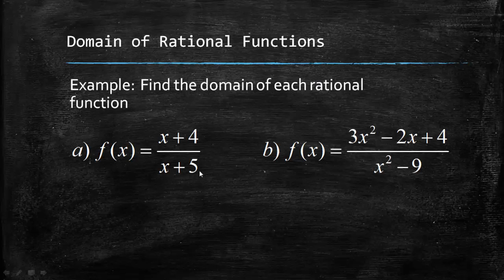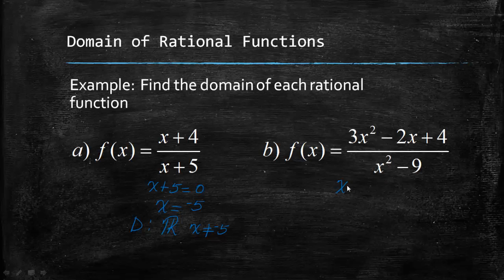Here are some additional examples. We did these in class. This one is very simple. My denominator is x plus 5, so what I said is I will make my denominator equal 0 so that I can find what x makes this denominator 0, and therefore I can say any number and exclude that x that makes my denominator 0.